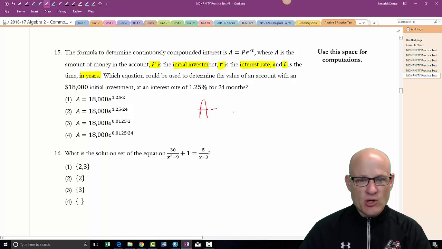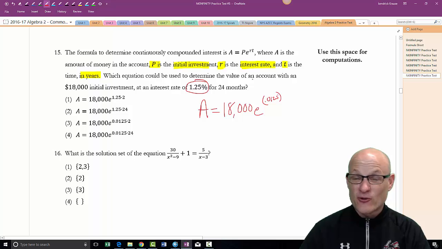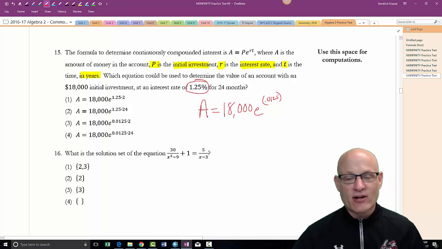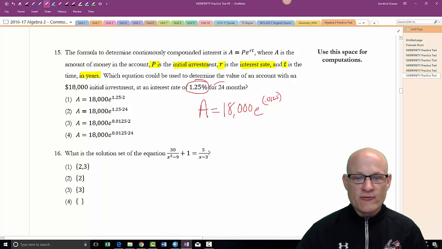All right, so A equals, do we know our initial amount? We're going to start with 18 grand. That goes in for P. My rate is 0.0125. Remember, if this is less than 10, it's going to be 0.0. Don't forget, divide by 100. That'll give you the rate over 24 months.